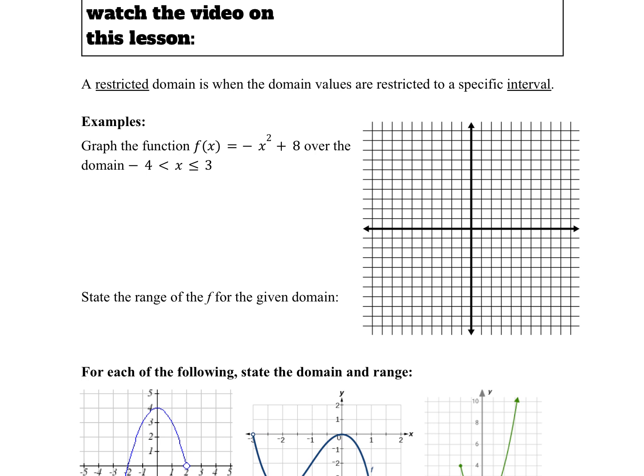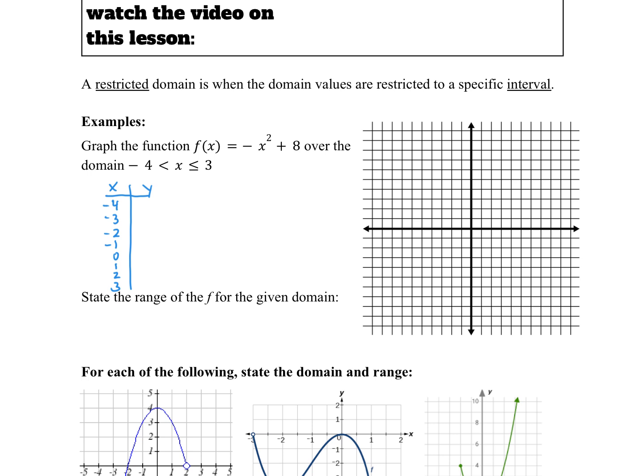It starts out the exact same way. We're going to make our table. And our domain values come from whatever the restricted domain is. So in this case, this is -4 to 3. Ignore the less than symbols for just a moment. We'll deal with those in a second. So I have -4, -3, -2, -1, 0, 1, 2, 3.